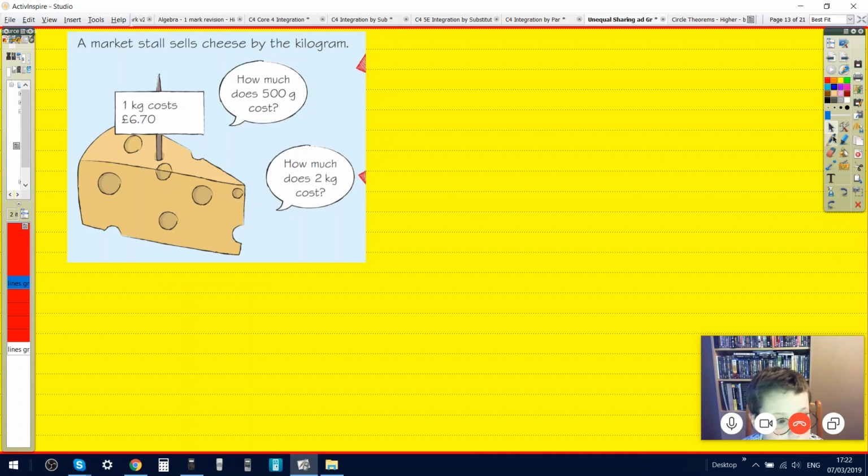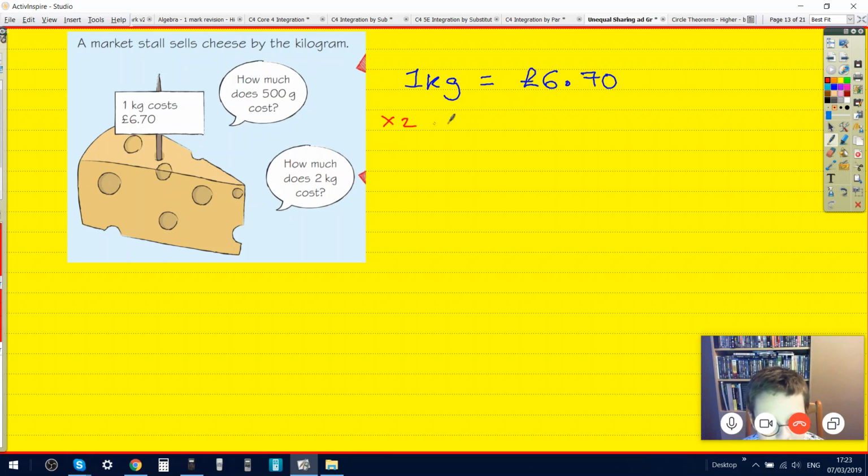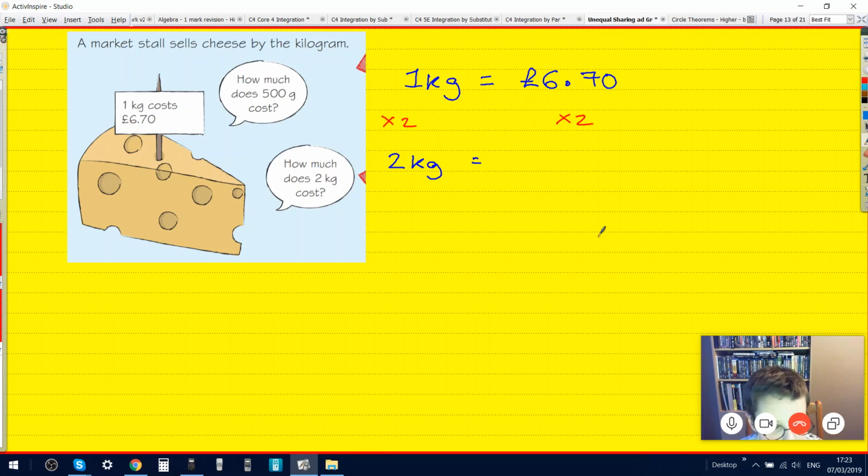Okay, how about this? A market stall sells cheese by the kilogram. So 1 kilogram costs £6.70. How much does 500 grams cost? And how much does 2 kilograms cost? The sign says that 1 kilogram costs £6.70. So to work out the cost of 2 kilograms, I think we need to double £6.70. So £6.70 and £6.70 is £13.40. And so that's the cost of 2 kilograms.